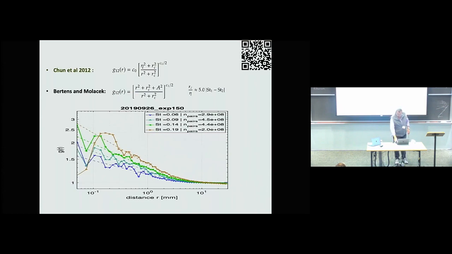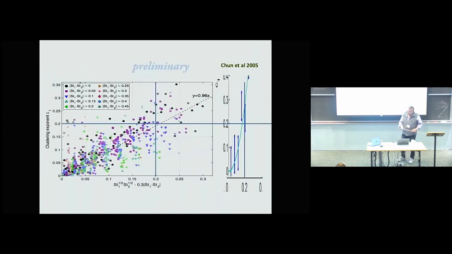And then Jan Molacek, who is the primary investigator here. So this is the data from a paper by Lenz Collins. And they said that C1 should scale like this. And we find a pretty good agreement. And this Stokes number difference is the Stokes number between different particles. So Stokes number 1 and Stokes number 2 could be different. Doesn't have to be the same Stokes number.